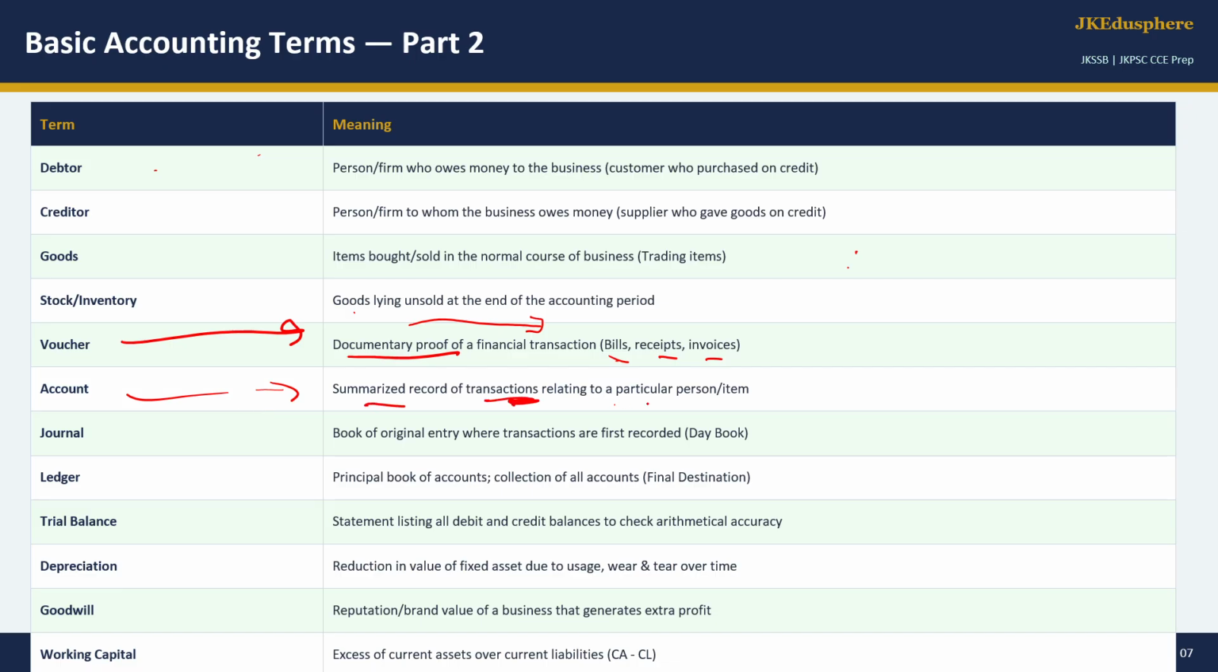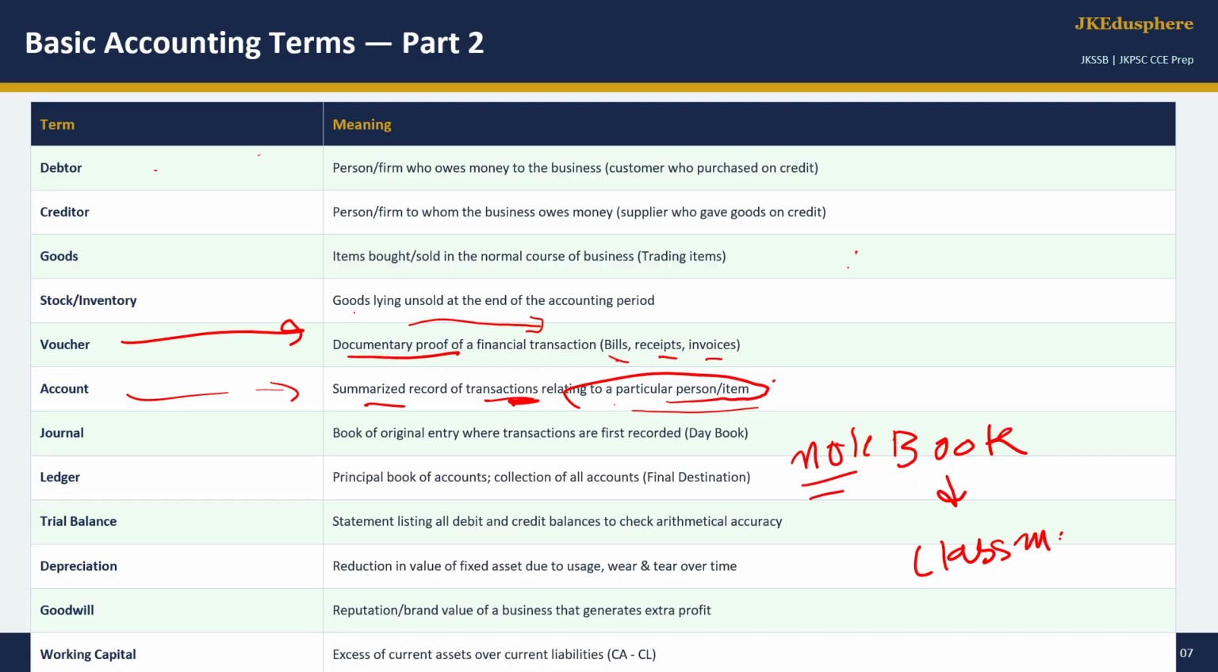So account is summarized record of transactions relating to a particular person or item. So if we have bought books, for example, let's say from Classmate, we have bought notebooks from Classmate, and we are gonna sell those notebooks to you, the summarized record that we will keep of Classmate will be the account. So the next part is journal. Journal is the book of original entry where transactions are first recorded.